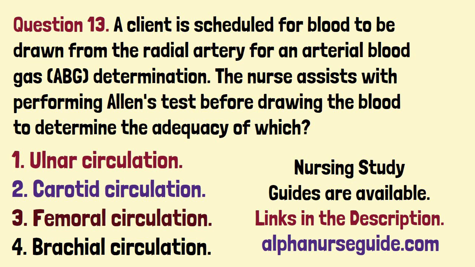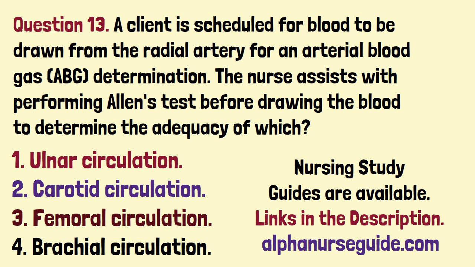Question 13. A client is scheduled for blood to be drawn from the radial artery for an arterial blood gas determination. The nurse assists with performing Allen's test before drawing the blood to determine the adequacy of which? 1. Ulnar circulation. 2. Carotid circulation. 3. Femoral circulation. 4. Brachial circulation.